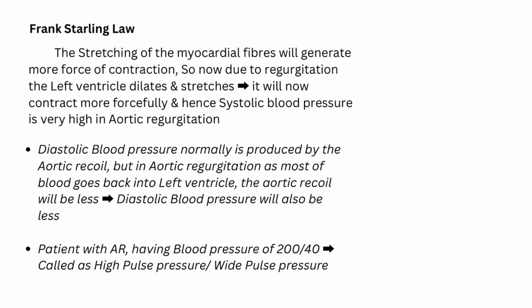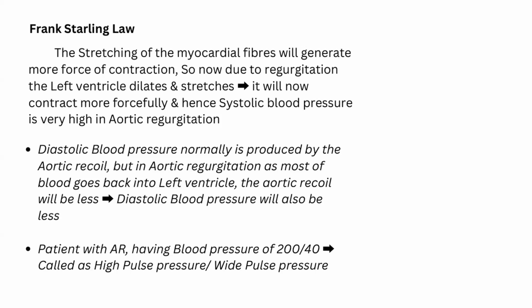Now, diastolic blood pressure normally is produced by the aortic recoil. But in aortic regurgitation, as most of the blood goes back into the left ventricle, the aortic recoil will be less. So there will be less blood in the vessels. The aortic vessel will not be stretched, and it won't be able to produce a diastolic pressure because of its recoil. That's why in aortic regurgitation, diastolic blood pressure will be less.